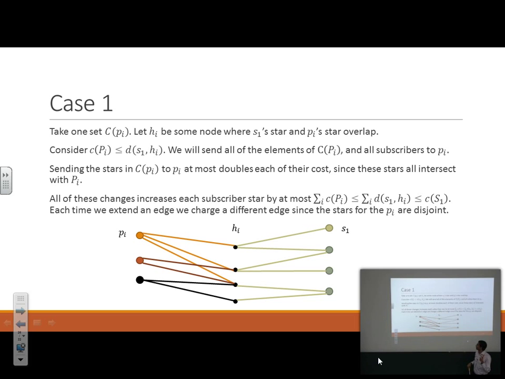So the two cases are the following. We look at the direct edge from S1 to HI and check whether it is costlier than the whole star that PI builds. The other case is that it's cheaper. So there's only two cases here. I look at the single edge. If the single edge is costlier than the whole star that PI builds, then PI looks like a really great candidate to send everybody to.